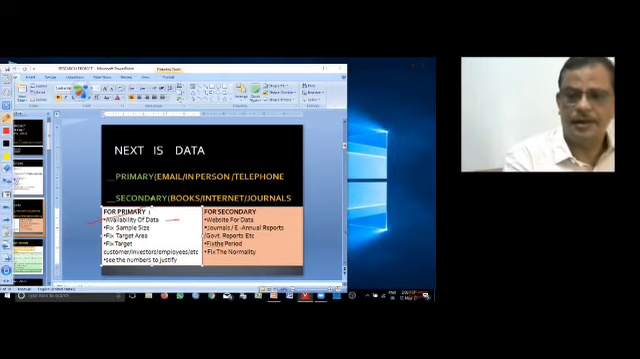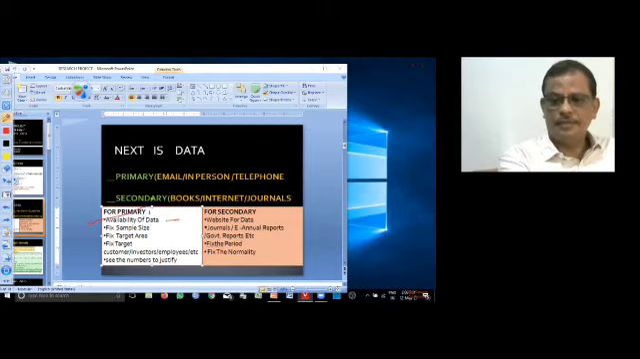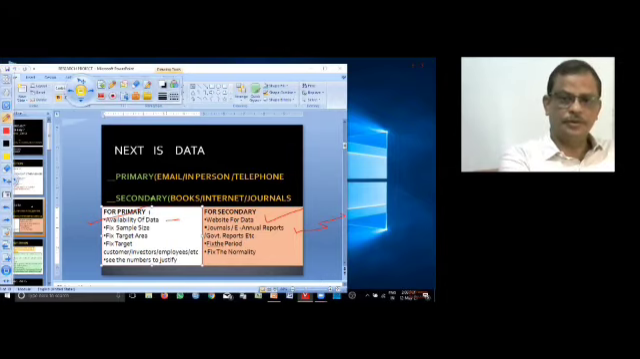Then if it is secondary data, you collect all this data from websites, your journals, e-journals, government reports, annual reports, and all that, so that you can collect the data at the secondary level. If it is not available, then you should not go ahead and the topic should be changed. So this case is also important for you.